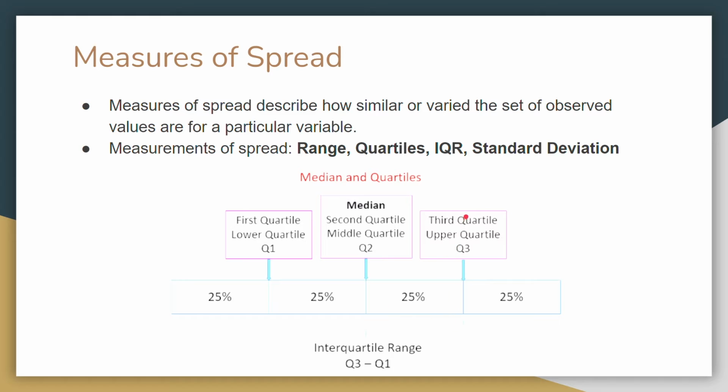And then we have the interquartile range. This is the collection of the middle 50% of your data. Right there.